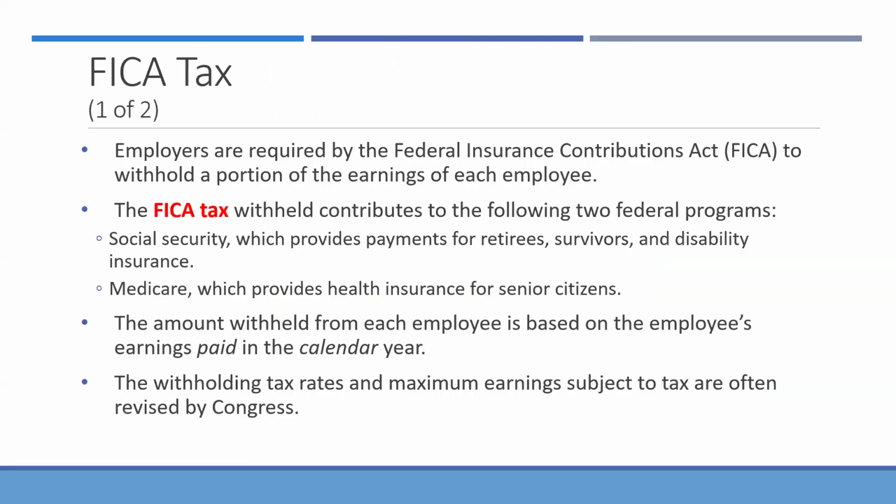So FICA tax is required under the Federal Insurance Contributions Act to withhold a portion of earnings from each employee, and it's two main taxes: Social Security and Medicare, and it's to fund those two programs at the federal level, and the amount is withheld from each employee based on the employee's earnings paid in the calendar year. And the withholding tax rates and maximum earnings subject to tax are often revised by Congress.